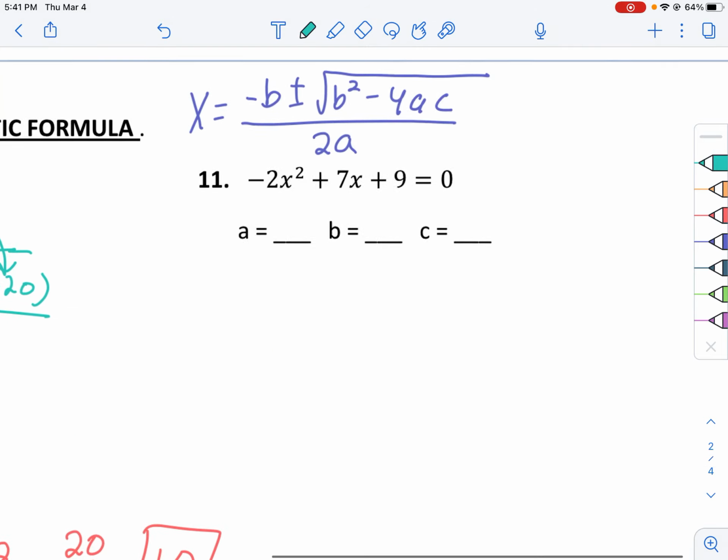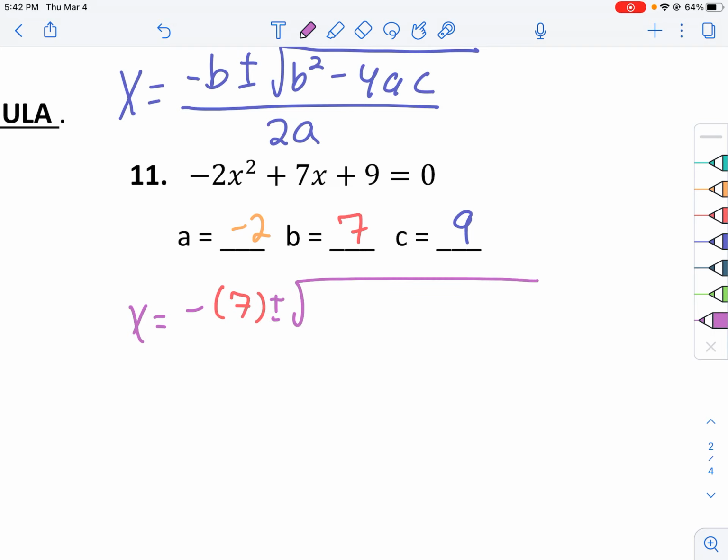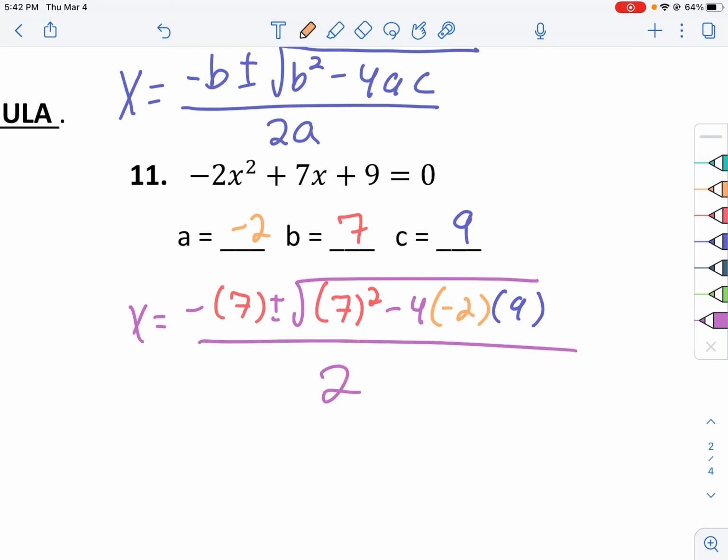Okay, let's take a look at the next one. So, number 11, our a value is negative 2, our b value, positive 7, and our c value is 9. And then from here, we're going to go x equals the opposite of b, so negative 7. And then it's plus or minus the square root of b squared, which would be 7 squared, minus 4 times a, which is negative 2, times c, which is 9. And then all of that is divided by 2 multiplied by a, which is negative 2 in this case.